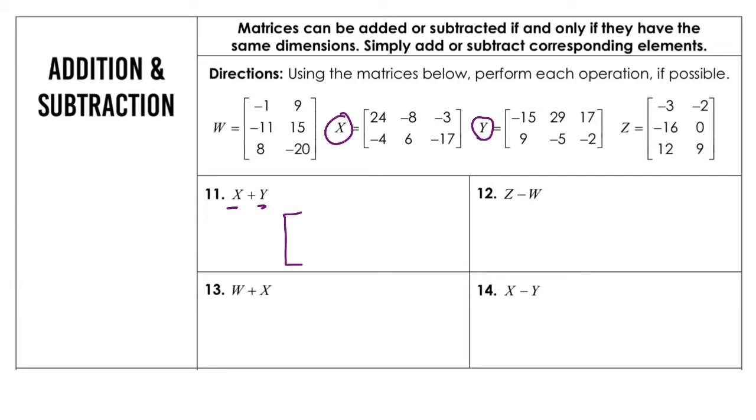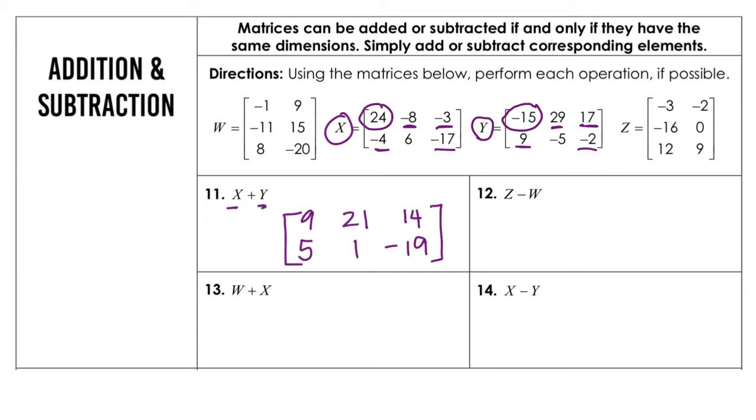Since you do, you can go through and combine your corresponding elements. So in other words, 24 plus negative 15, so that's going to give you 9. And then you have negative 8 plus 29, so that's going to give you 21. You have negative 3 plus 17, so that's going to give you 14. And then your next row, you have negative 4 plus 9, so you're going to have 5. And then you would have 1. And finally, negative 17 plus a negative 2 is negative 19. And there would be your answer.